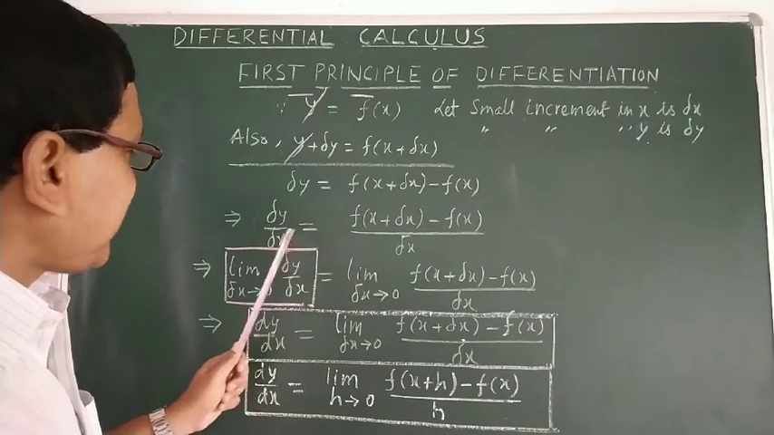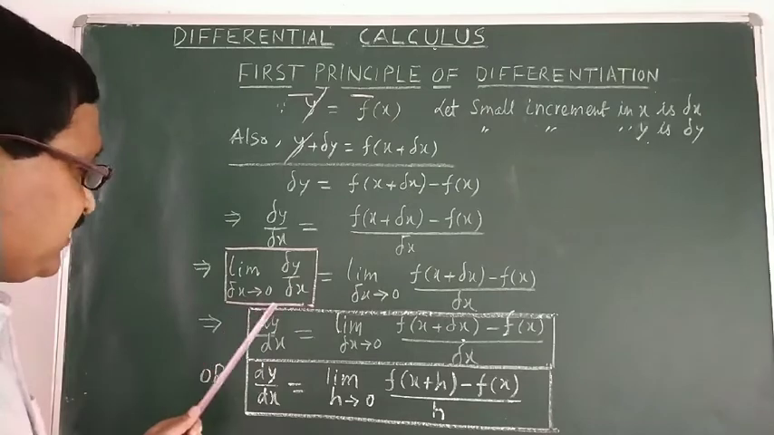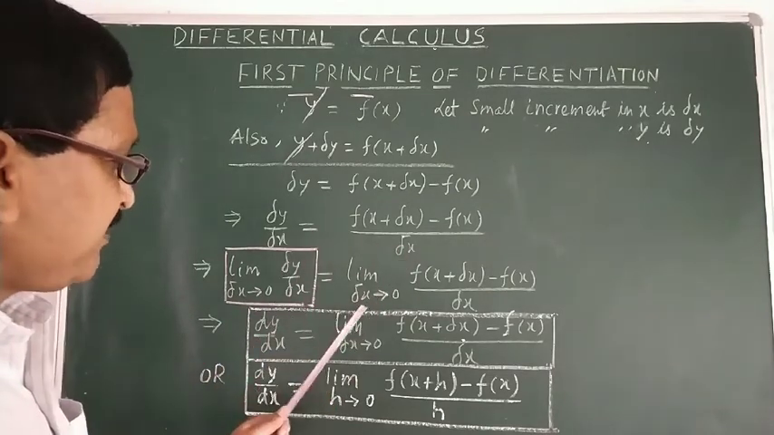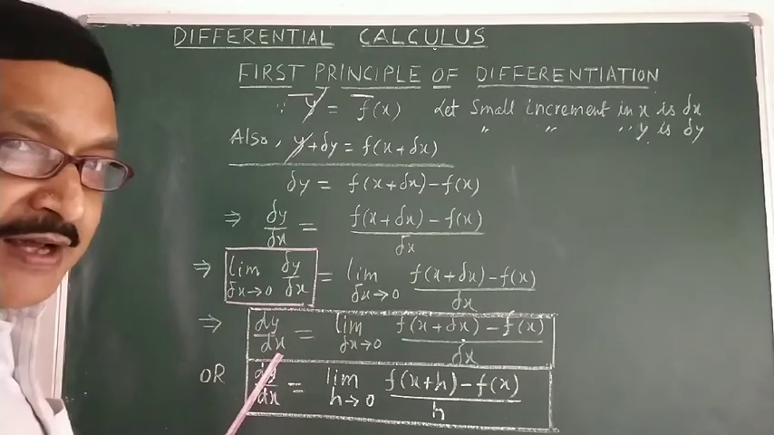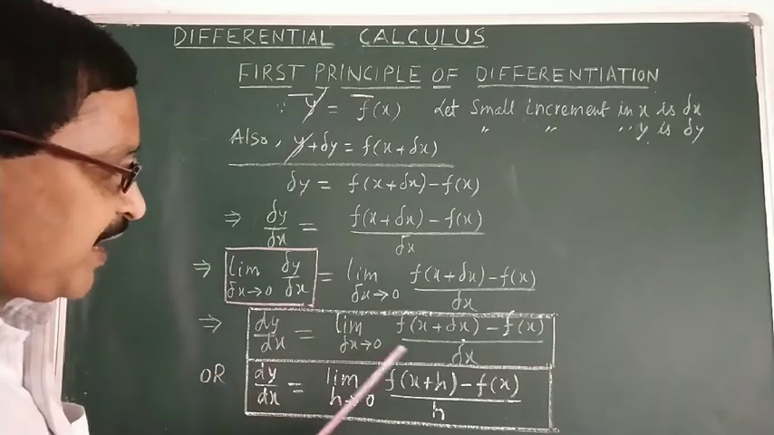Now divide both sides by delta x, and take the limit on both sides when delta x tends to 0. After dividing by delta x, we take the limit. Under the limiting condition, this becomes dy by dx, and this is as usual.